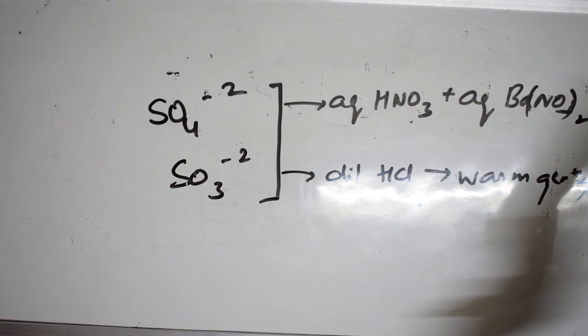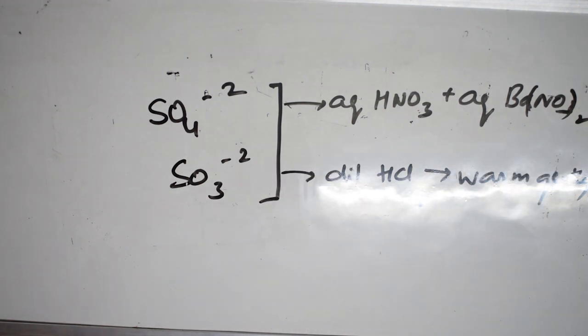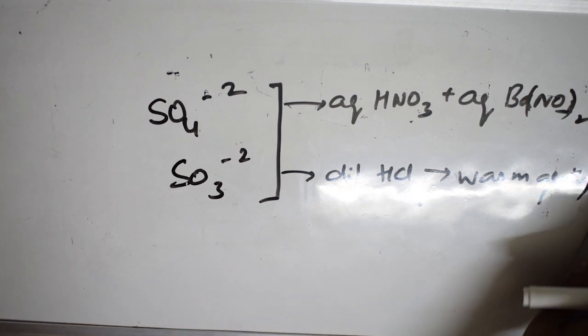Okay students, suppose you have sulfite and you add dilute HCl, what do you get? How can I further test it? I can further test it by adding acidified KMnO4. When I add acidified KMnO4, I'm going to see that the color of potassium permanganate, which is purple, turns colorless. Simple.